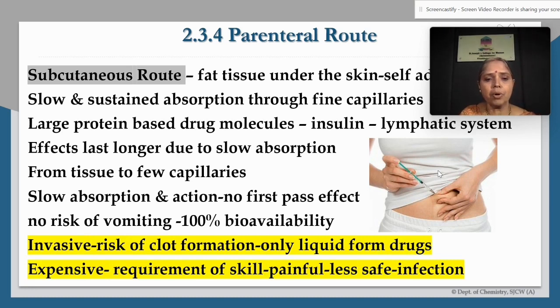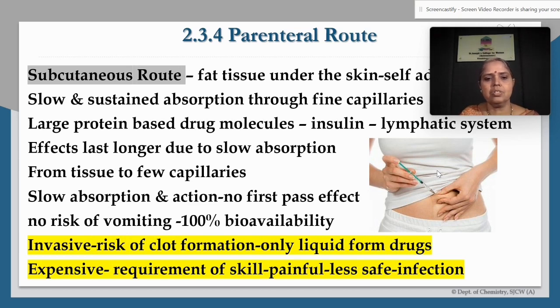So large protein-based drug molecules that are likely to be hydrolyzed by digestive juices are mostly taken through the subcutaneous route. Why? Because if the pill is swallowed, large molecules, especially protein molecules, will be hydrolyzed by the digestive juices that are there in the abdomen. So this route is preferred for large molecules; especially insulin is taken through the subcutaneous route.